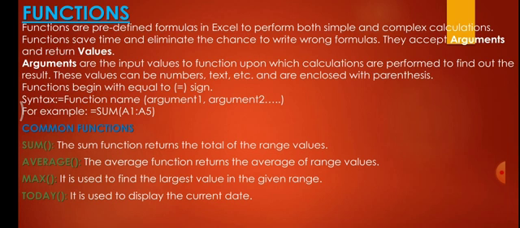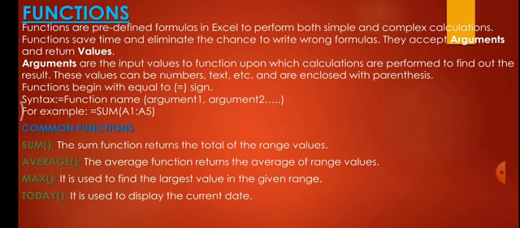Functions begin with an equal to sign. Syntax: equal to function name, open parenthesis, argument 1, argument 2, and so on, and closed parenthesis. For example, equal to SUM, open parenthesis, A1 is argument 1 and up to A5, and then closed parenthesis.